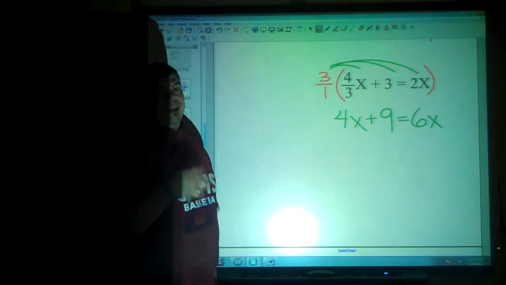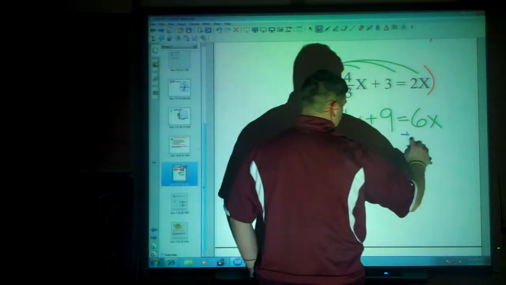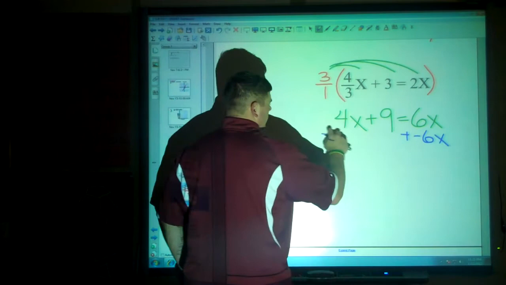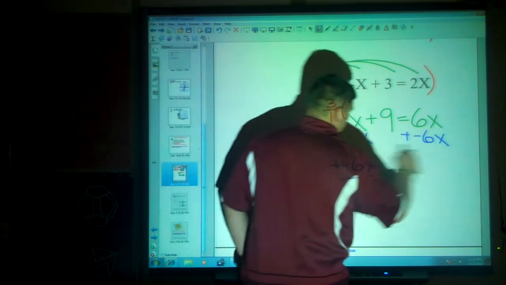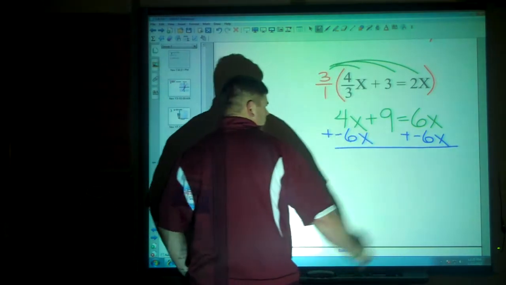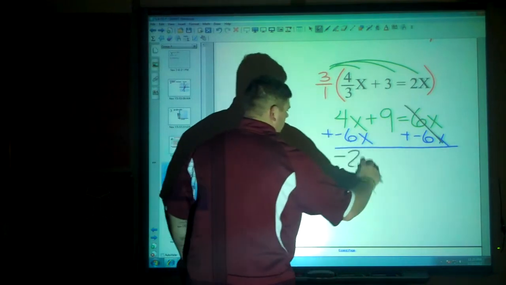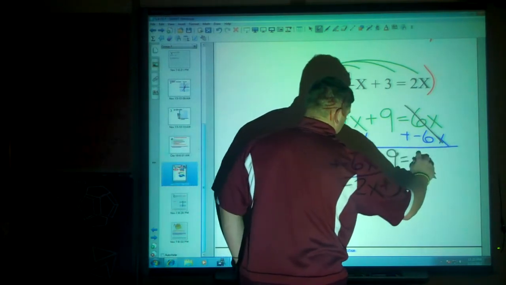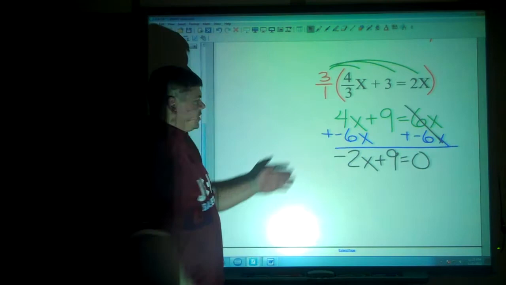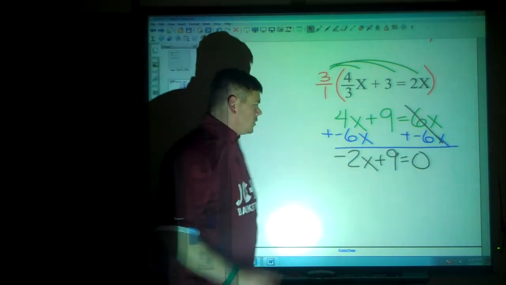According to step 1, we need to get everything onto one side, so it's a lot easier to move one term using inverse operations. Negative 2x plus 9 is equal to 0. That is step 1. We've now made it equal to 0.